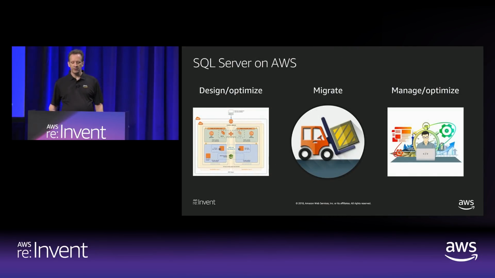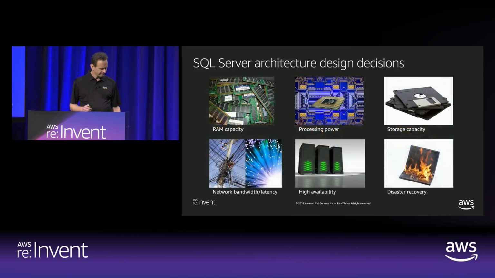So in terms of our topic area for this presentation, we're going to start out with designing and optimizing, and then move on to migration, and then on AWS, management and further optimization. For design, these are six of the critical areas that you're probably going to be looking at, whether it's on premises or on the cloud. Right? These are your critical areas of CPU, RAM, storage, etc., performance.